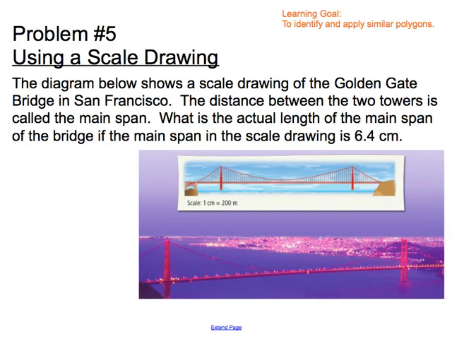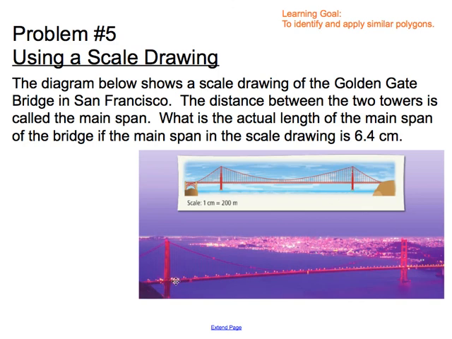So our final problem of the day. The diagram shows a scale drawing of the Golden Gate Bridge in San Francisco, and the distance between the two towers is called the main span. It asks, what is the actual length of the main span of the bridge if the main span in the scale drawing is 6.4 centimeters? So here we have our picture, and in this case, this is 6.4 centimeters, the distance from this tower to this tower.